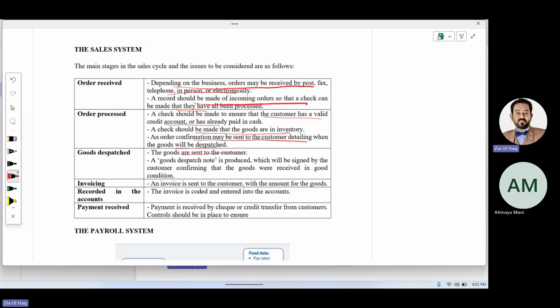And goods are sent to the customer. A goods dispatch note is produced, which will be signed by the customer. And the invoice should be matched with the dispatch note and order. The invoice should be recorded into the ledger. And payment is received, while receiving a check or credit transfer from the customer. Control should be placed to ensure there are two persons present, and the receipt should be promptly deposited into the bank.